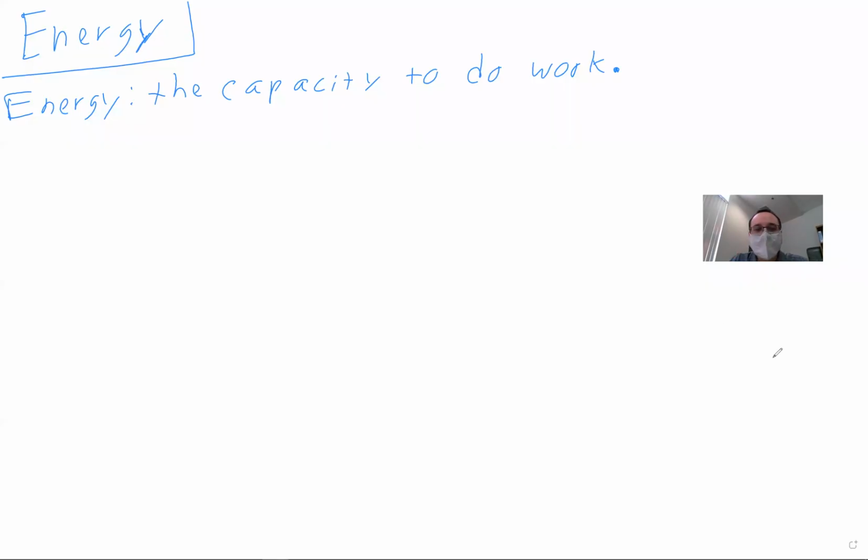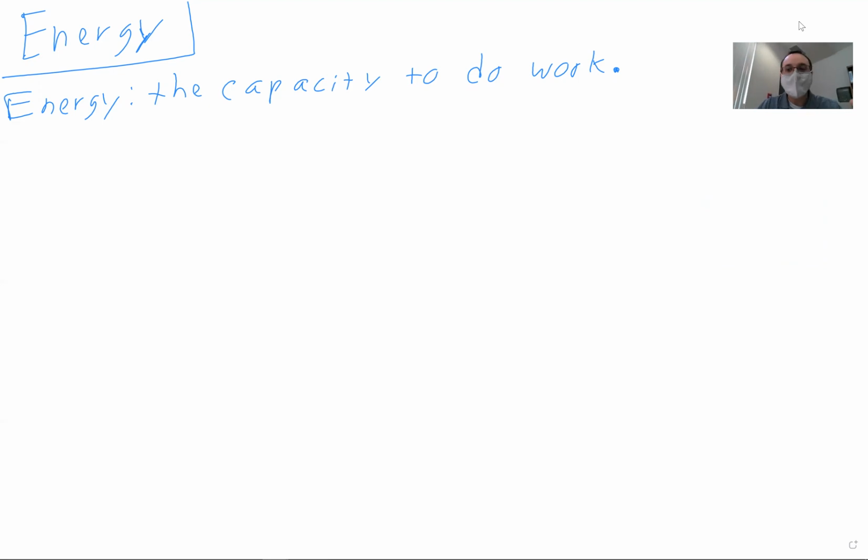Okay, so energy itself is defined as the capacity to do work. And that makes intuitive sense, right? You're not getting a lot done on days when you feel like you have low energy. And it always takes a lot of energy to get anything significant done. So that's what energy is. It's the capacity to do work. And there are two types of energy, and we're going to discuss both of them.